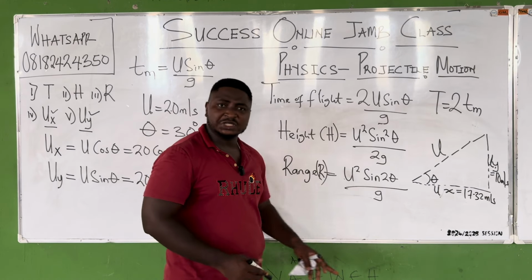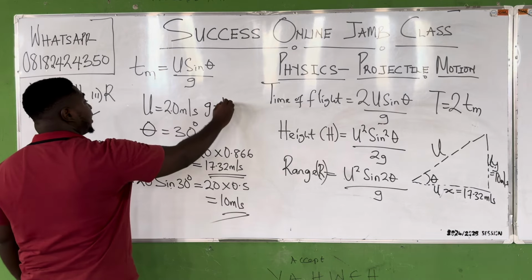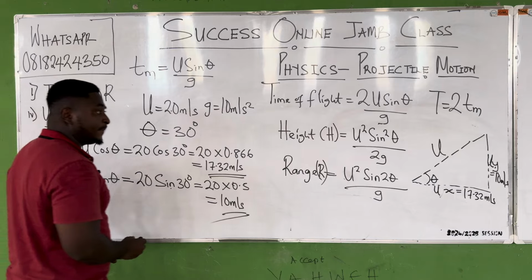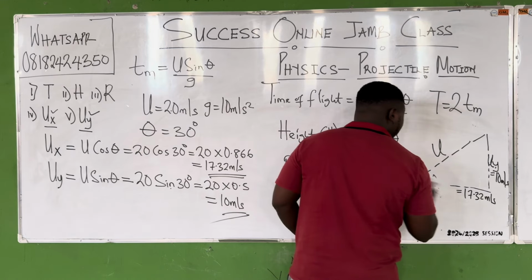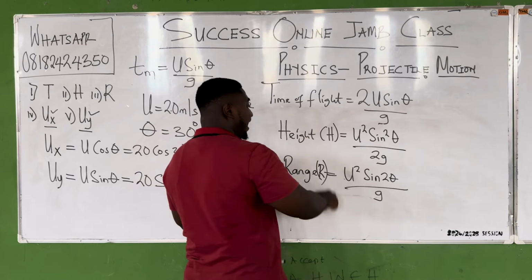But G is a constant which all physics students should know. G is called the acceleration due to gravity. And whether you're given it or not, the value for G is already known. It's a constant, 10 meters per second squared. So what we need to do is replace G with 10 meters per second squared and solve for our time of flight, our height, and our range.